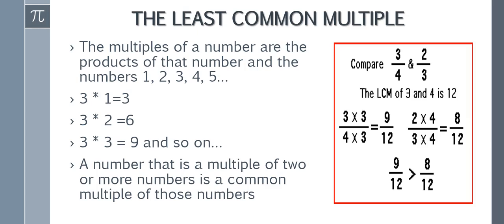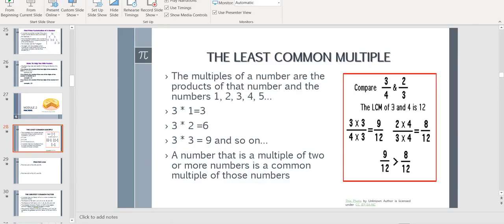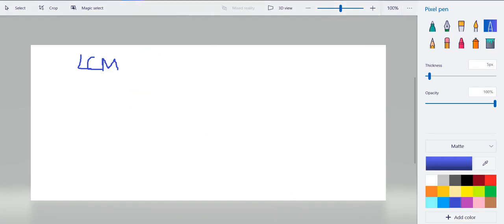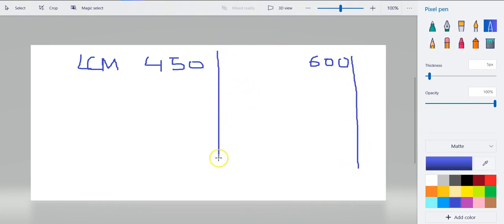Let's go to the blackboard and find the LCM of 450 and 600. I'm going to get my pen and write 450 and 600. The first 2 steps of the LCM are the following. The first step, when you're given an LCM, and normally they can give you 2 or 3 numbers, is to find the factors of each number.